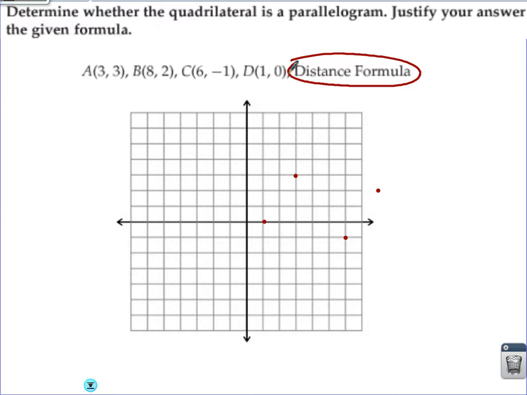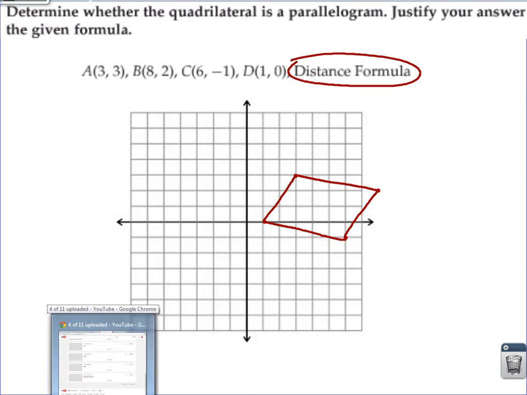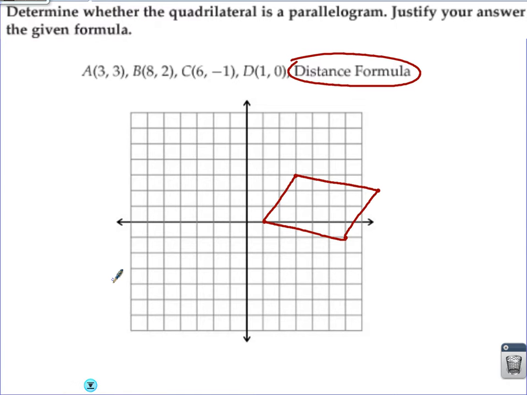What's another way we can prove that this is a parallelogram? Now, hands down, the easiest way of doing it is by finding the slopes. Distance formula, no, that's not quite so easy. I would find the slopes, but this one wants us to justify with distance. Look at your list. What's another way that you can prove that this is a parallelogram using distances?